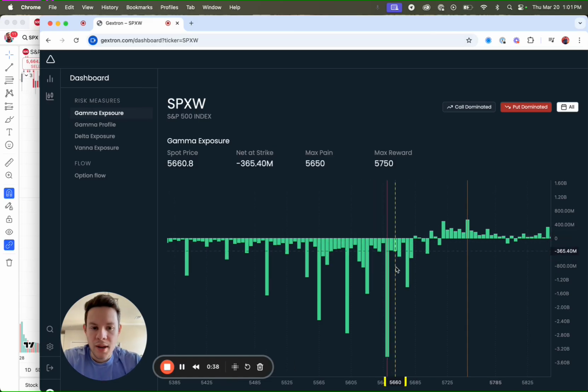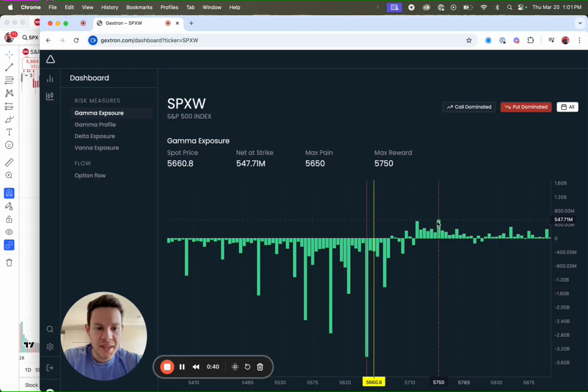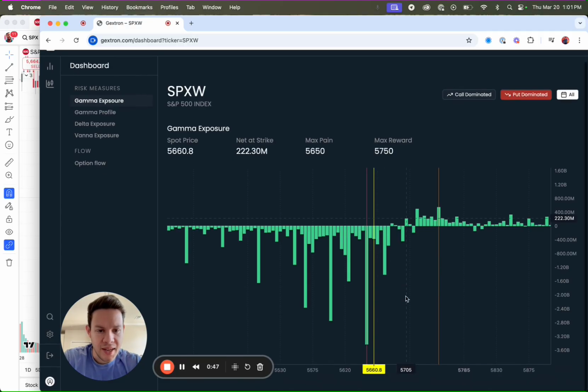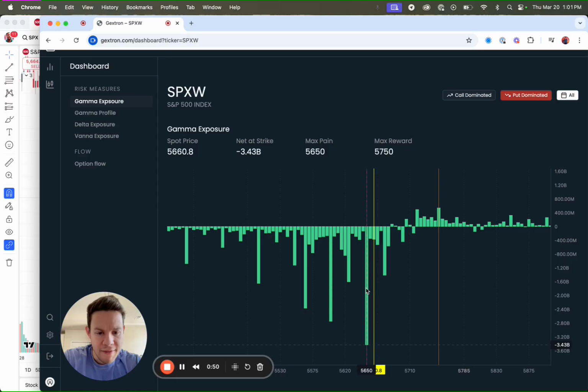We look first for the biggest bar sticks, all of them. So that means, in this case, 5675, 5650, 5625, 5600, 5750. And in the dashboard, I tell you, this is max pain and this is max reward. Max pain is the tallest negative bar, and max reward is the tallest positive bar.